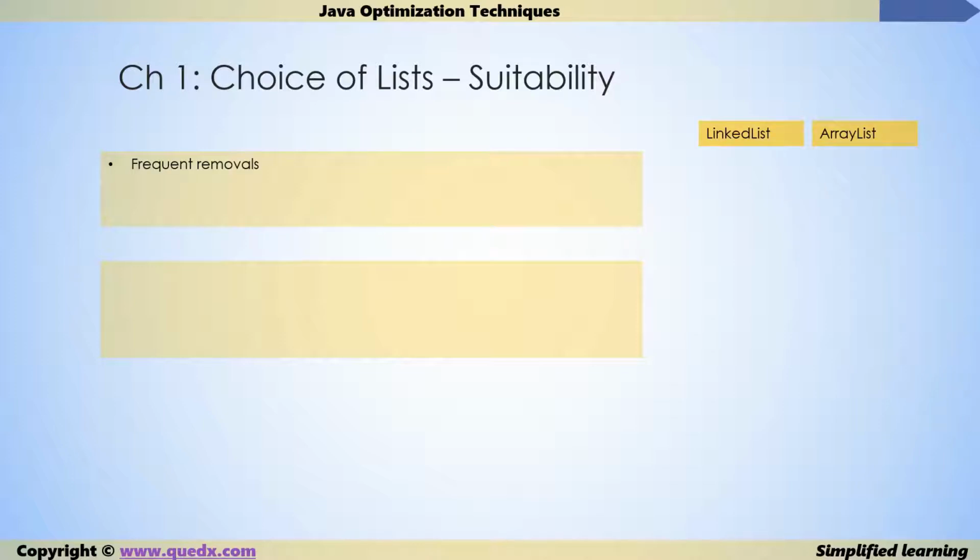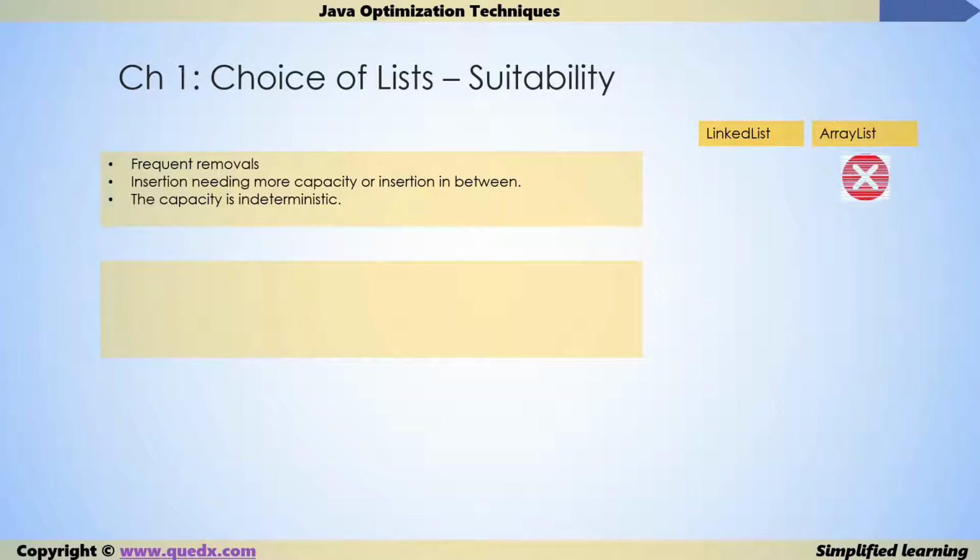So in the situation where we have frequent removals or insertion needing more capacity or insertion in between the elements, or when the capacity is indeterministic, ArrayList definitely should not be used and we can go for a linked list.